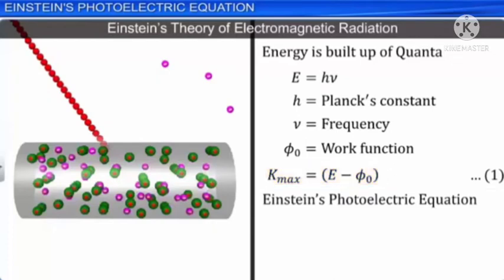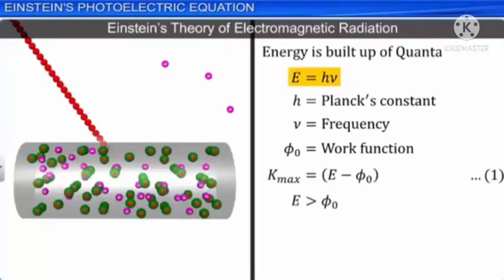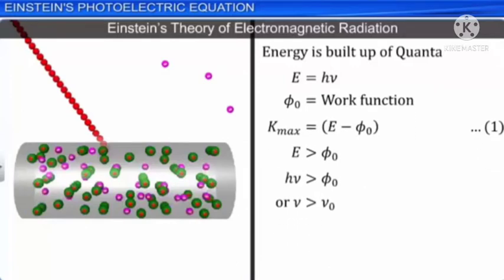However, the electrons which are more tightly bound emerge with kinetic energy less than K max. Since kinetic energy cannot be negative, we have E greater than phi naught for photoelectric emission. And since E is equal to h nu, we have h nu greater than phi naught, or nu greater than nu naught, where nu naught is the threshold frequency of the metal, equal to phi naught by h.